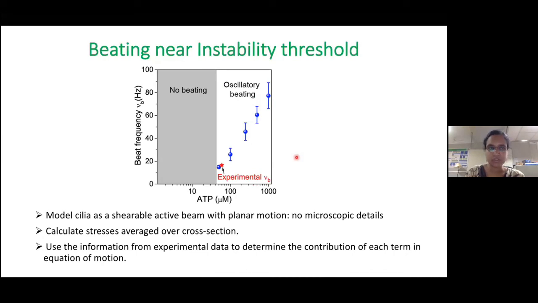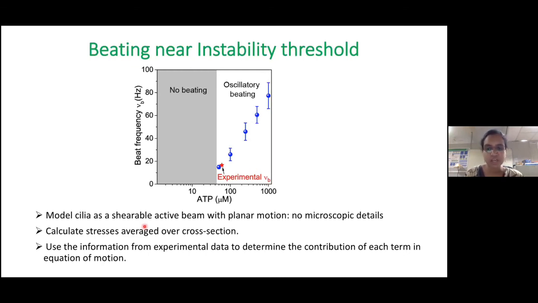The nice thing about the reactivated system is that you can control the beat frequency of the filament as a function of the ATP concentration. So I'm adding ATP from outside, and I can control how much ATP I'm going to add. So there is a transition from no beating to oscillatory beating around 40 micromolar of ATP. And we have done our experiments close to this threshold. So the reason we stay close to this threshold is because we want to be close to the linear regime of beating, where we can model cilia as a shearable active beam with planar motion.